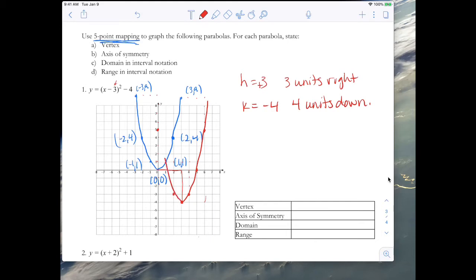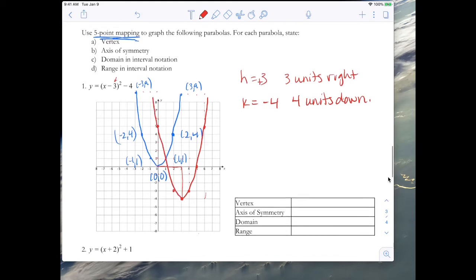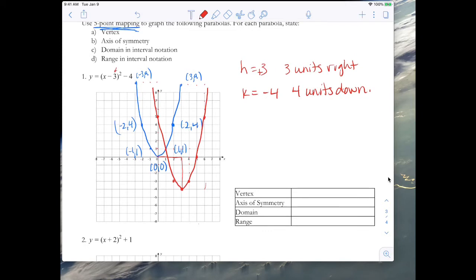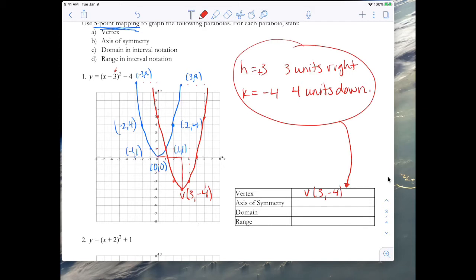So we have a couple of questions we need to answer. What is the vertex? Well, the vertex is right here. The vertex is at (3, -4). And what you'll notice is that the vertex has a relationship with the translation of the function. Same with the axis of symmetry. The axis of symmetry for our parent function, or the original function, we know is x equals 0. But for this guy, we know that it's got to go through the vertex, right?